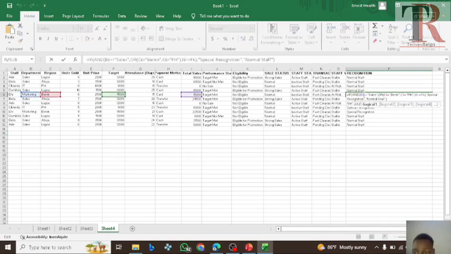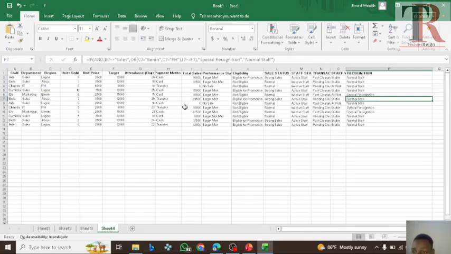Why? The first condition, B2 must not be equals to sales. He's in the marketing department, so the first condition has been met. The second condition is the region must be Benin or Lagos or Port Harcourt. He's from Benin, so the second condition has been met. The third condition, the total sales must be greater than or equals to the target. The total sales is 15,000, which is equal to the target, and that's where we have the special recognition.